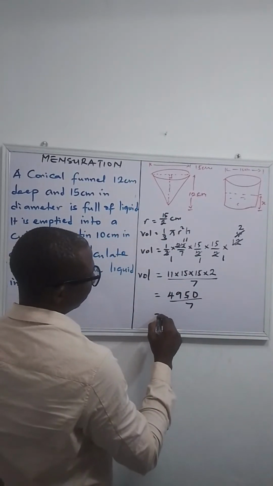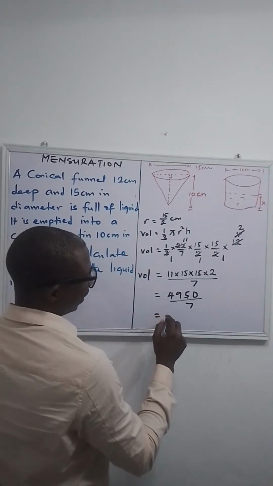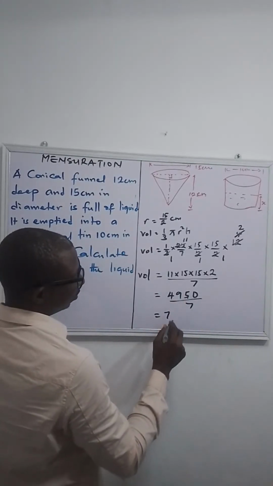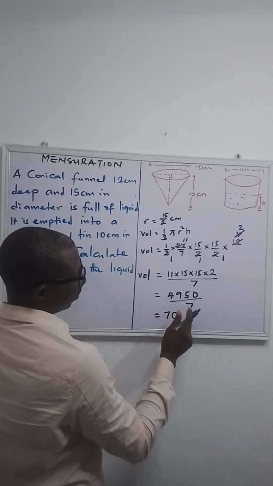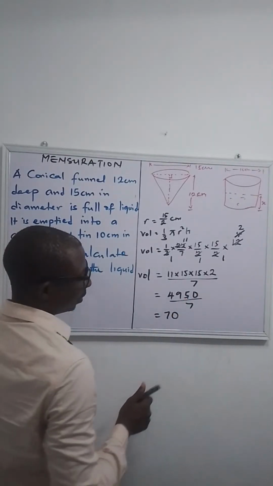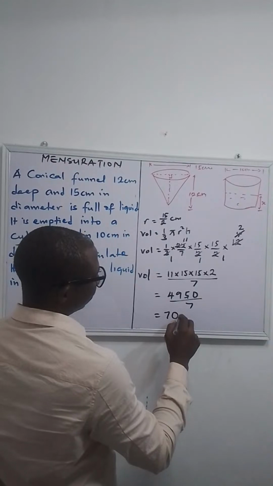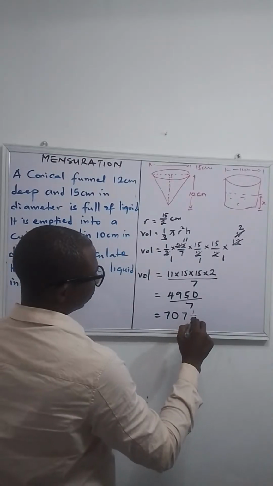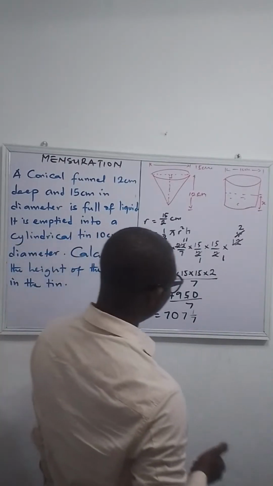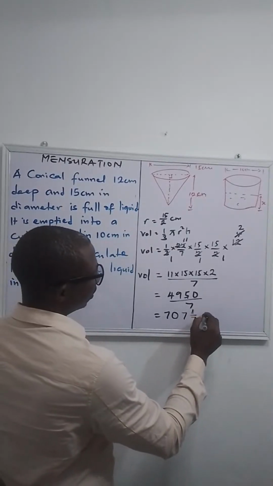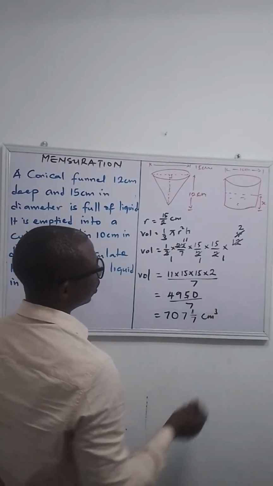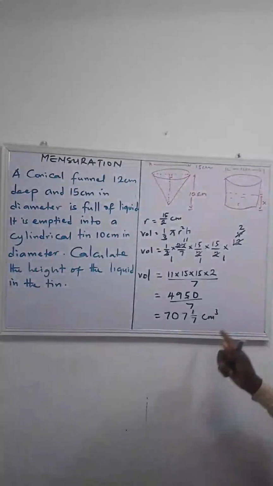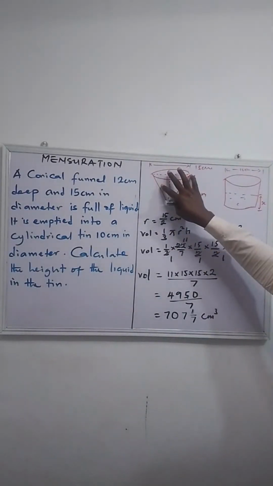So 7 goes in 49, that is 7. 7 goes in 5, that is 0. 7 goes in 50, that is 7. So we are left with 1 over 7. So that's what we are supposed to have for the volume, in centimeter cube. All right, so that is the volume of the liquid here.